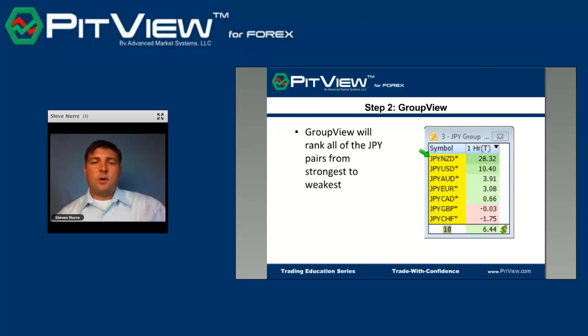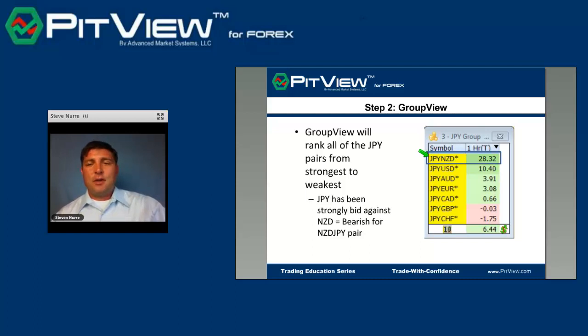So we know the yen is strong. We pull up group view and we see, okay, the yen has been strongly bid up against the New Zealand dollar. We have a nice strength or buy imbalance of yen versus New Zealand in this case, which when you trade it on an actual Forex platform would show up as the New Zealand yen pair, okay?